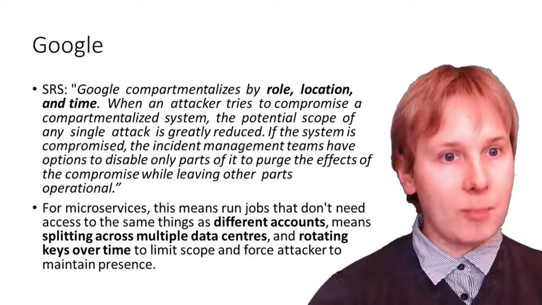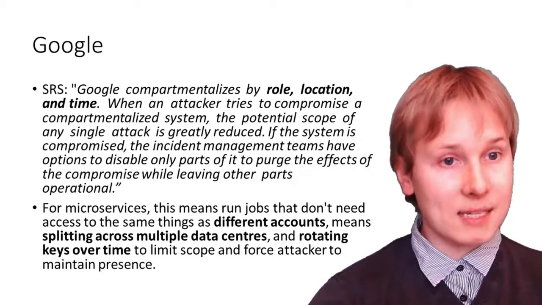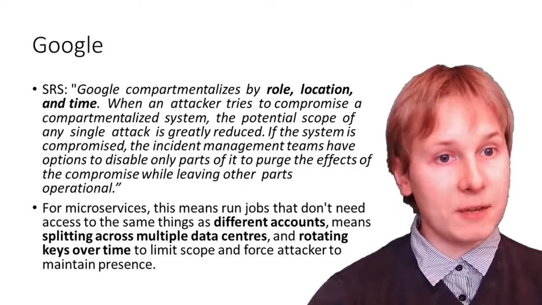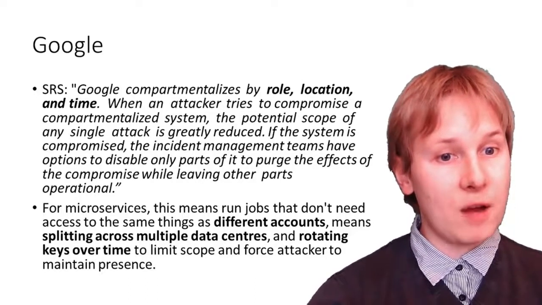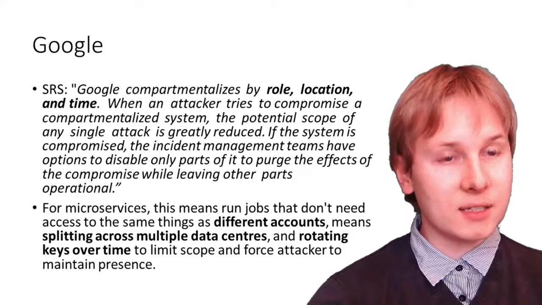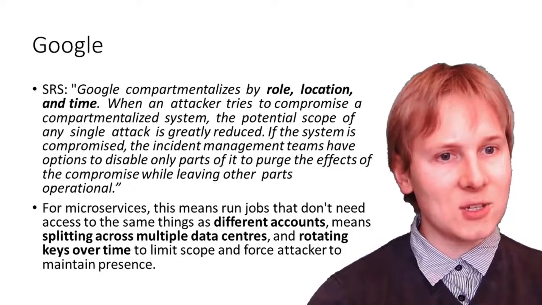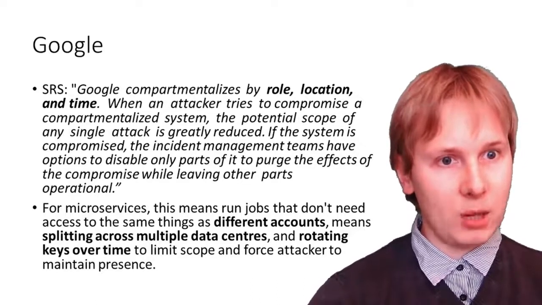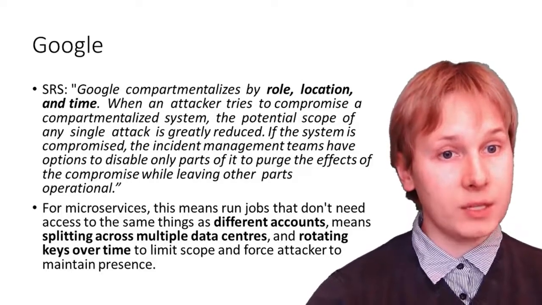So if you have a microservice-based architecture, that means that you run jobs that don't need access to the same things as different accounts. It means splitting services across multiple different data centers, as long as you've got the cryptography there. That means if you're traveling over channels between data centers, that won't cause an information leak in and of itself, but that's something that you really should have in place since the Snowden leaks. And that gives you resilience as well by having it in multiple data centers. It limits the potential for DDoS, or at least certainly makes it harder.